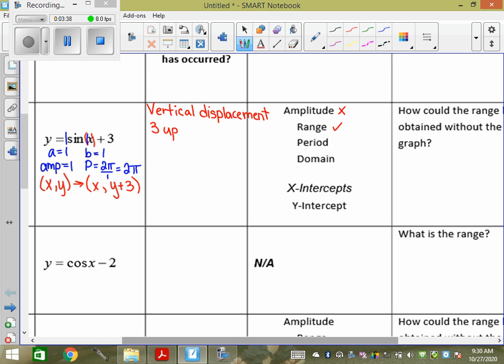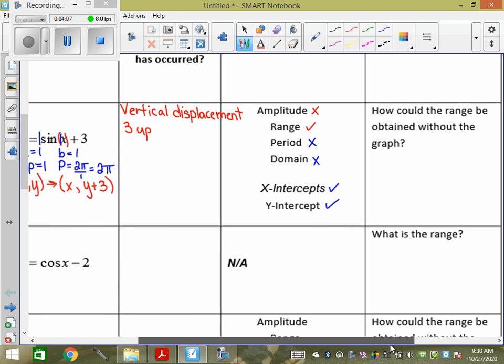So has our period changed, though? Our normal sine and cosine graphs are 2 pi, right? So it didn't change. What about the domain? The domain is x element of the reals. Did that change? No, nothing you do to the reals can change the reals. What about the x-intercepts? If I'm moving this graph up 3, is that going to change my x-intercepts? Yeah, it's going to move them. What about my y-intercept if I move up 3? Yes, I'm going to move it up 3. So these both change.